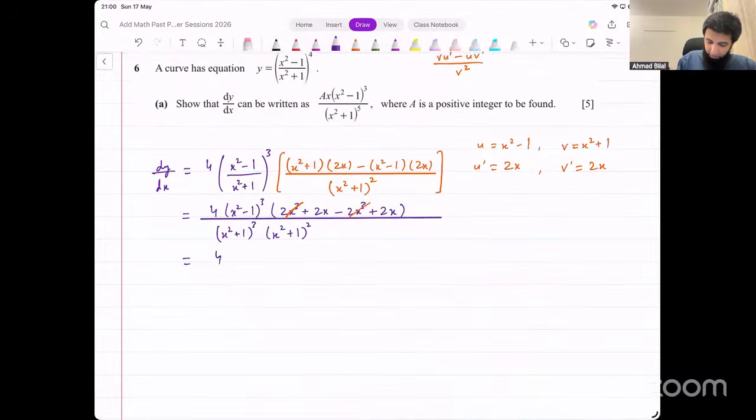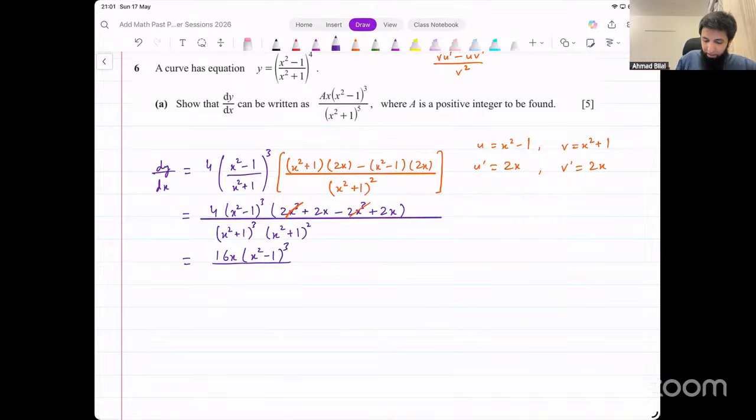Okay, so now let's simplify this further. What do we get from this? 2x plus 2x, what does that become? 4x. 4 into 4x, that will be 16x in the numerator, right? This 2x and this 2x, that's 4x times 4, that's 16x. This is x square minus 1 whole cube.